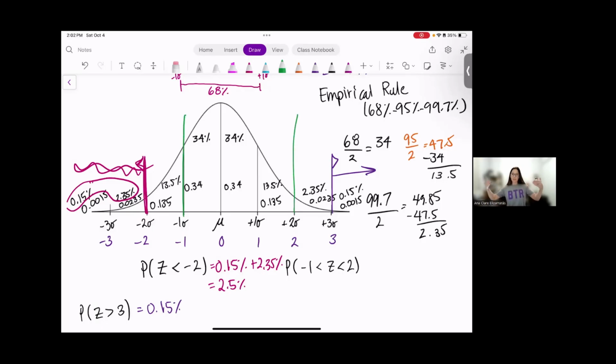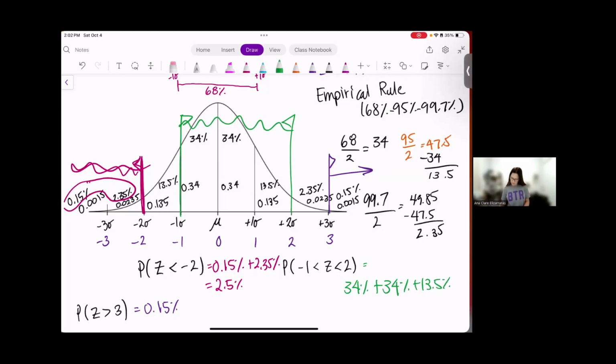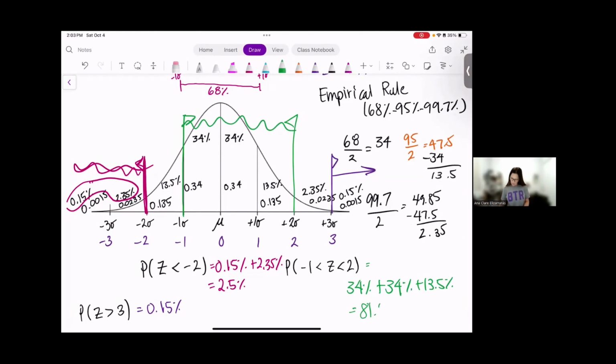What about from -1 to 2? In this case, I'm looking for between the two of them. So to the right of -1 and to the left of 2. And so I want all of these values in there. That is 0.34. I'm going to be consistent like I told you. That is 34% plus 34% plus 13.5%. That gives me 81.5%.